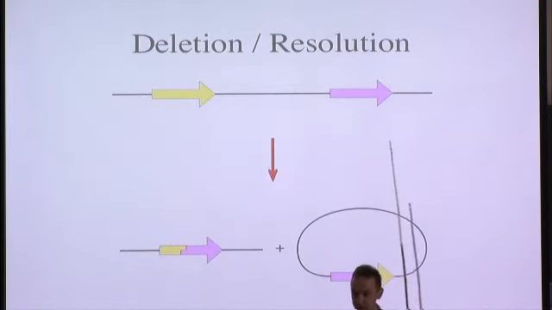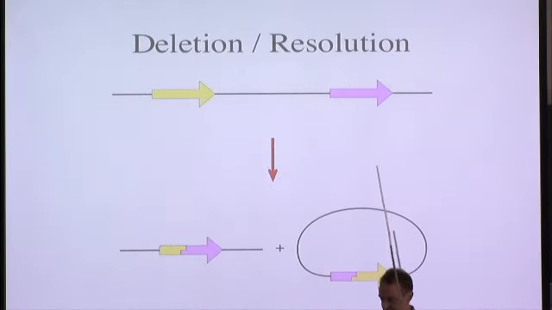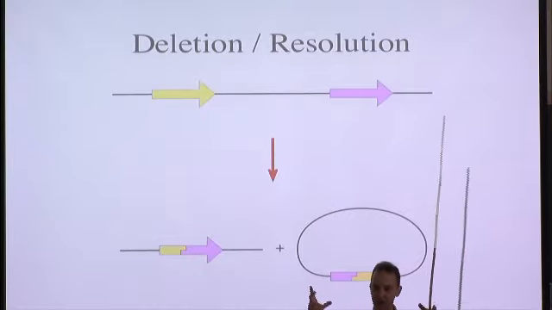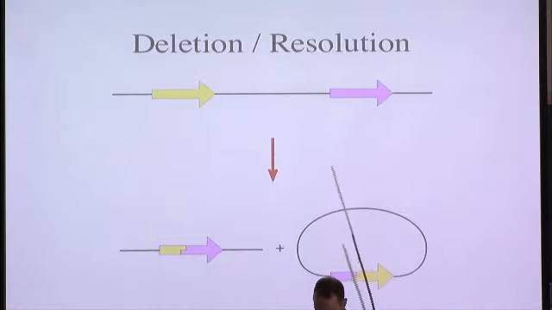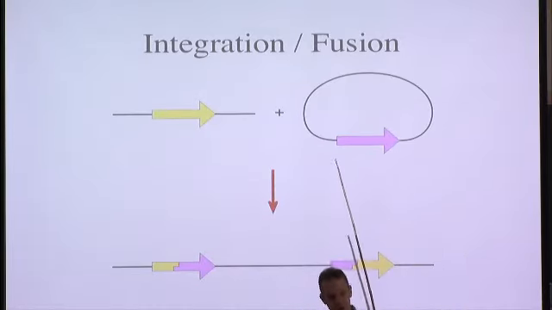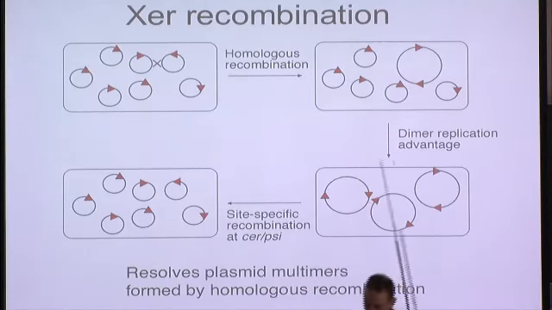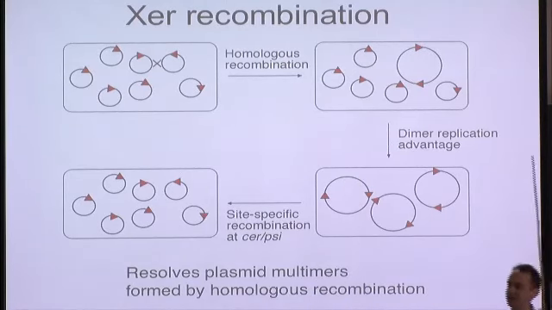If, on the other hand, the two sites are pointing in the same direction in the DNA molecule, we get a deletion reaction. So if we start with one circle, we end up with two circles. The reverse of that reaction is a fusion reaction, so one circle can integrate into another circle. Right, so that's site-specific recombination for you. This is my one-slide introduction to the biology of the system that I work on.